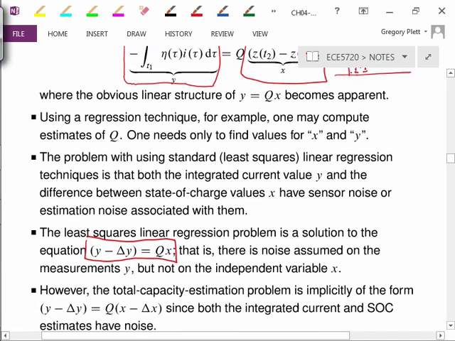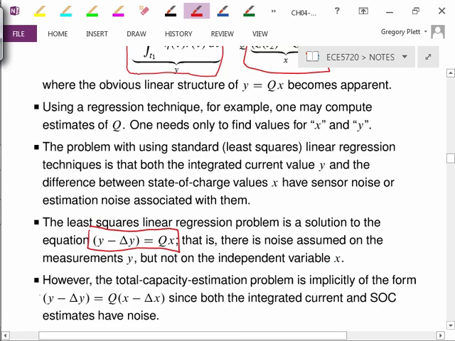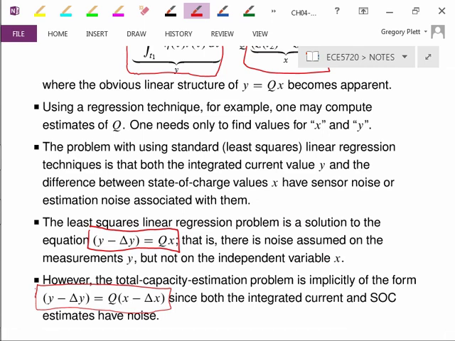That's not the problem we have. We have this problem right here. We have the problem that there happens to be noise on y because I'm integrating a current sensor that is not perfect. So yes, we admit that there is noise on y, but we also admit that there is noise on x because x is the difference between state of charge estimates.